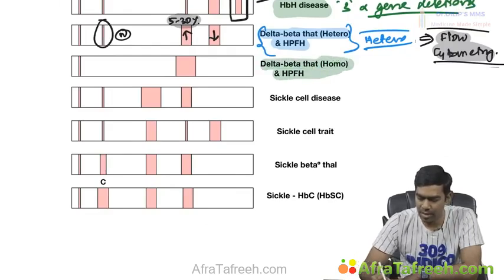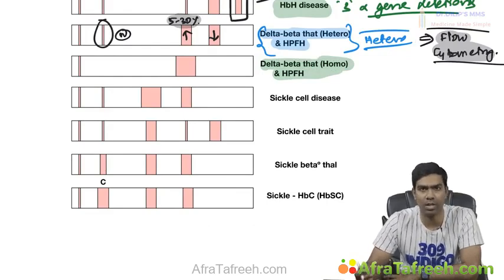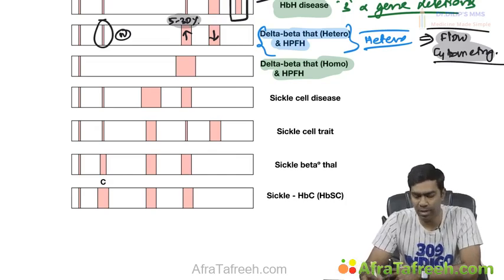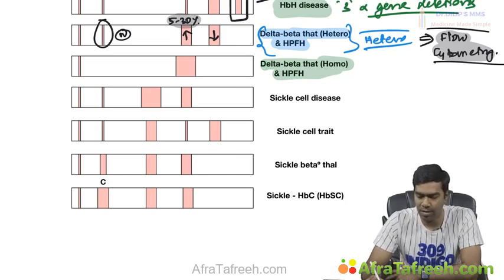Then what about the homozygous variant of delta beta thalassemia and homozygous HPFH? Take delta beta thalassemia: in chromosome number 11 you have initially an epsilon, a gamma, then a delta, then a beta. In delta beta thalassemia you have deleted both delta and beta, you have only epsilon and gamma.